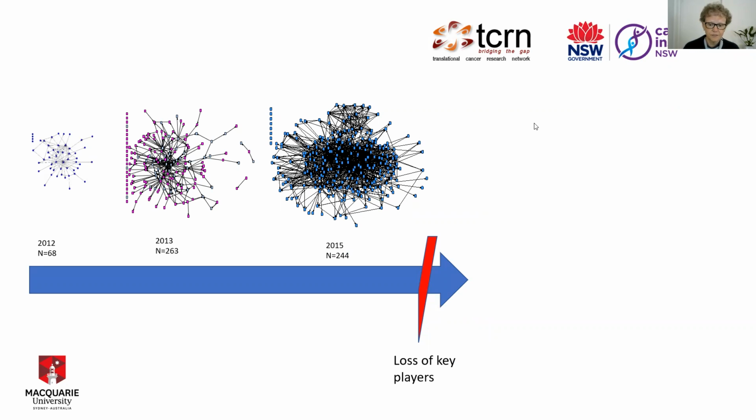The third story is about resilience through strategic replacement of key people when they leave. So here's the collaboration network of the Translational Cancer Research Network over time, where clinicians, researchers, and consumers were actively encouraged to meet and to collaborate to get evidence into practice.